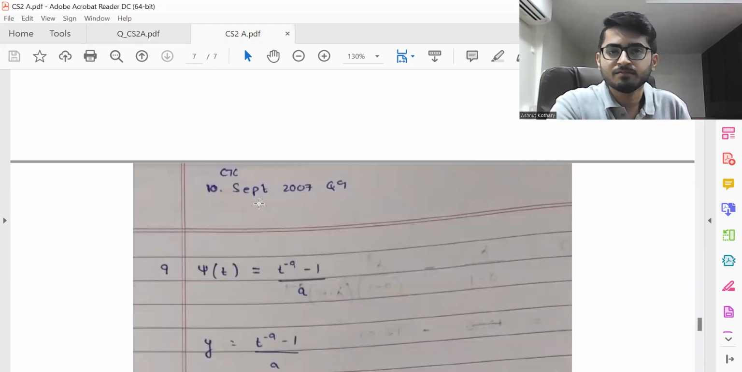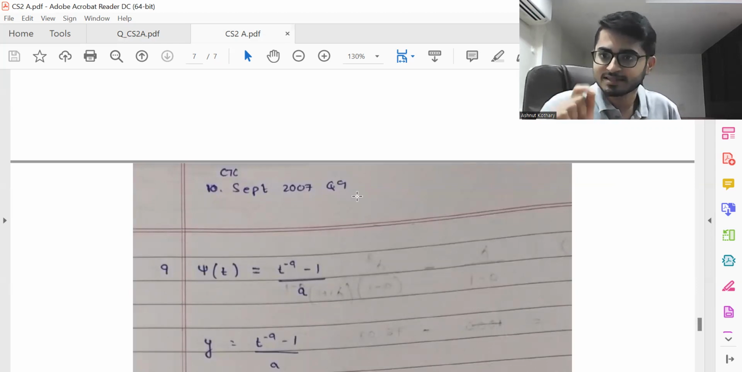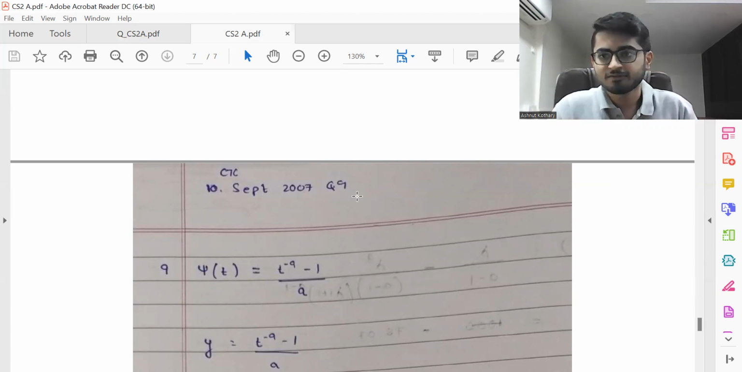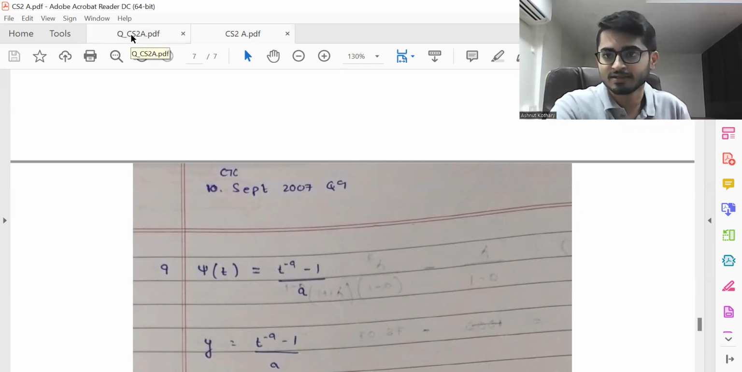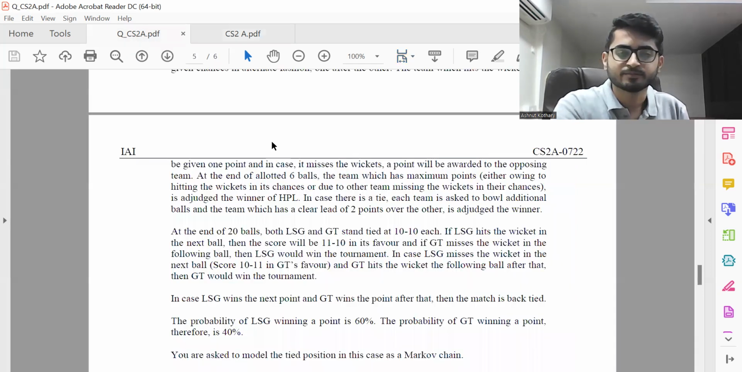Paper CT6, September 2007, question 9. There was Andrew, there was Ben. Probabilities, if I recall correctly, were the same: 0.6 for one of them to win a point, 0.4 for the other. And in this format, they had to model it. So this question is exactly on similar lines. Although it's tennis or cricket, the model state structure is exactly the same.